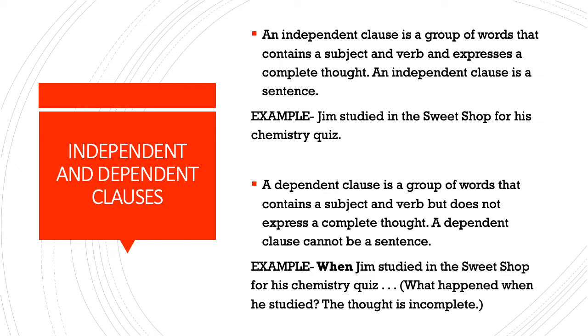Jim is studying in the sweet shop for his chemistry quiz. So this independent clause is a complete meaningful sentence. Now what is a dependent clause? A dependent clause is a group of words that contains a subject and a verb. Please remember, a dependent clause, just like a clause, contains a subject and a verb but does not express a complete thought. A dependent clause cannot be a sentence.